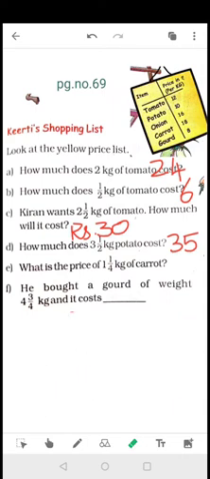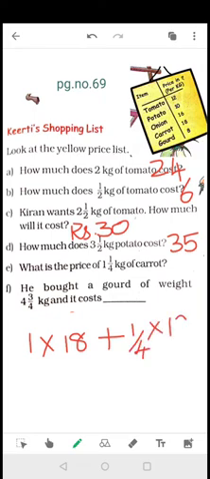Next one. What is the price of 1 1/4 kg of carrot? First we will separate: 1 multiplied by the price of carrot, 18 rupees, plus a quarter or 1/4 into 18.